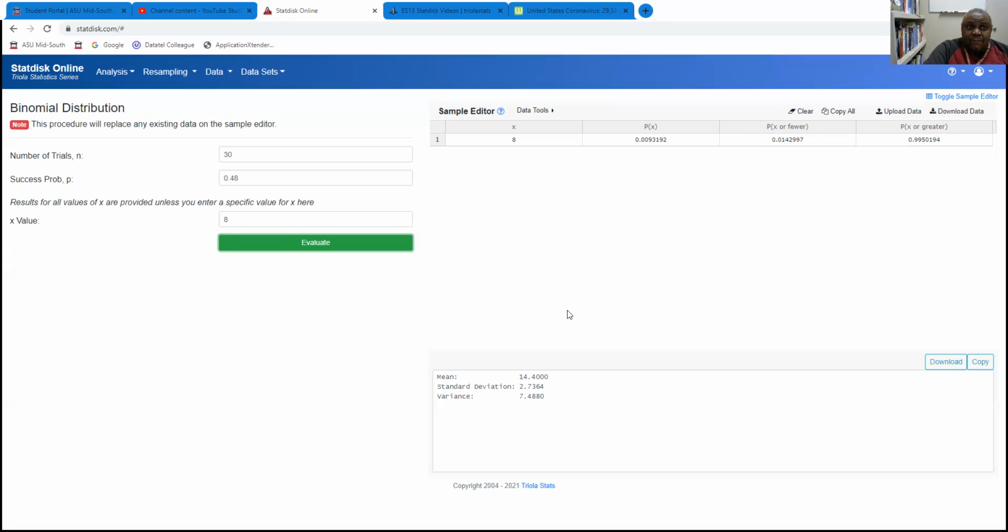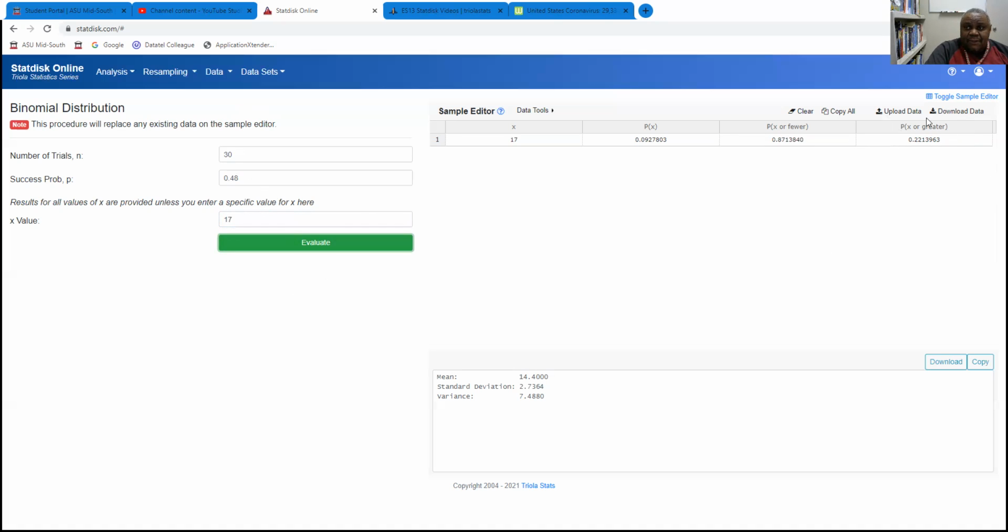Okay. So that's part B. Part C would be at least 17. Well, we just changed the X value here to 17, while the 30 and the 0.48 are going to remain the same. Then click evaluate. And the phrase "at least" will have to be X or greater. Okay. At least means X or greater.